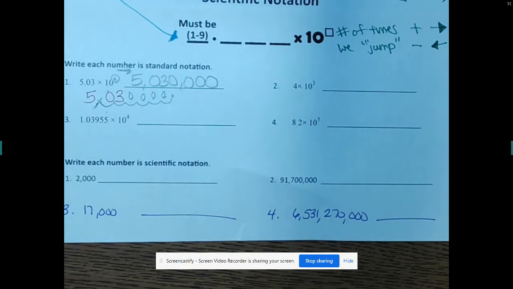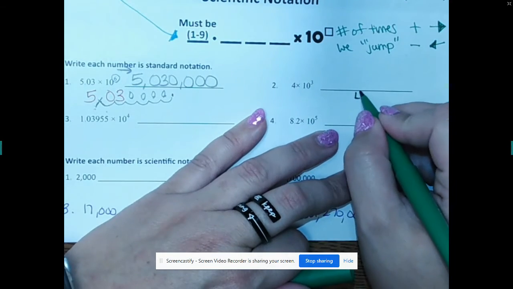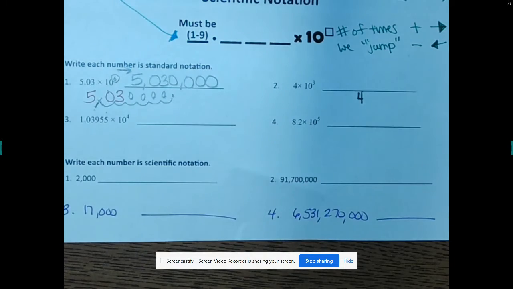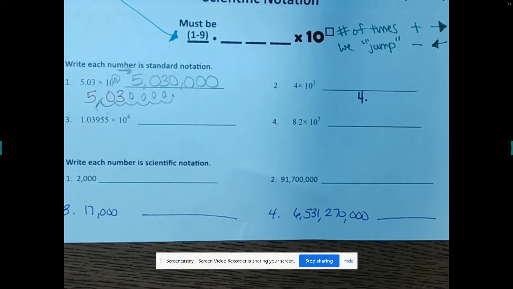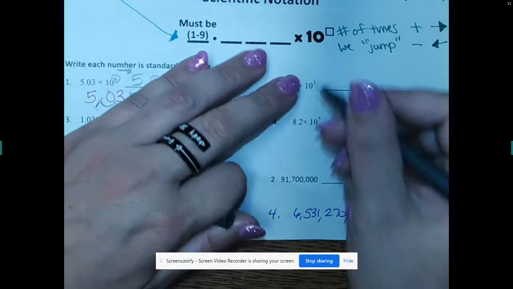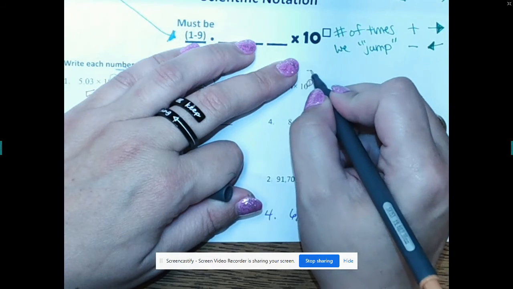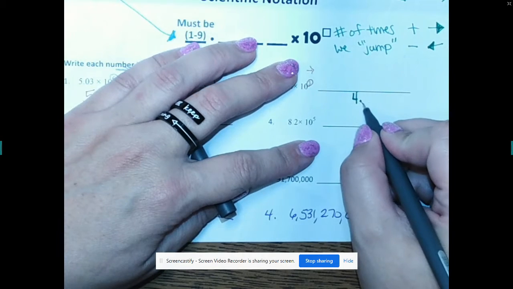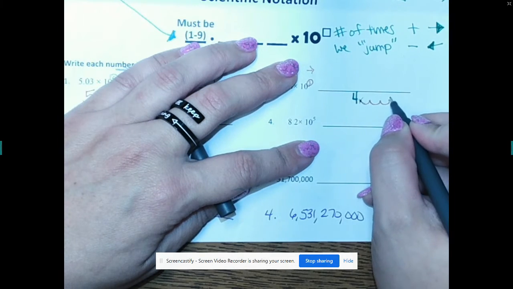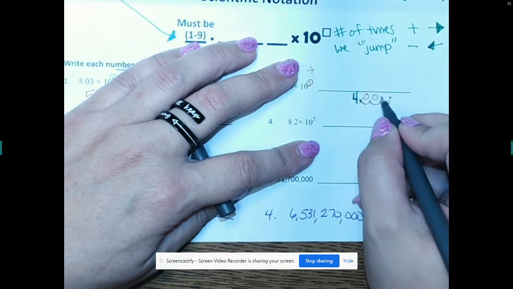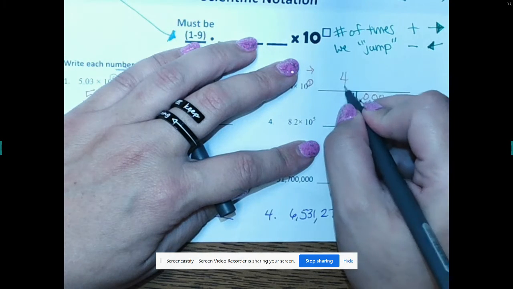The next one is 4. Ooh, 4 doesn't have a decimal. Out of sight, put it on the right. All right. What does the 3 tell me? To hop 3 times. Which direction? To the right. So 1, 2, 3. So this time, I have how many zeros? 1, 2, 3. So my answer is 4,000.